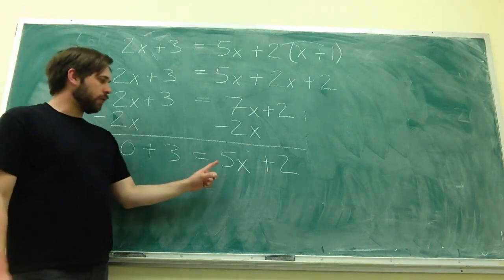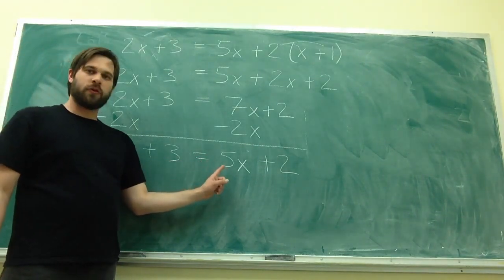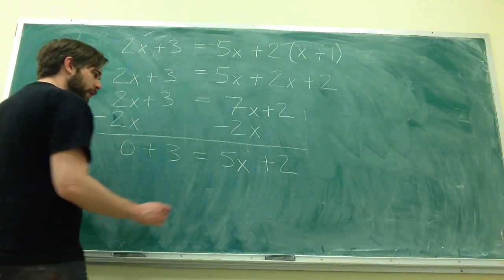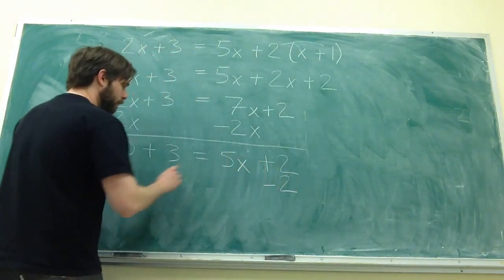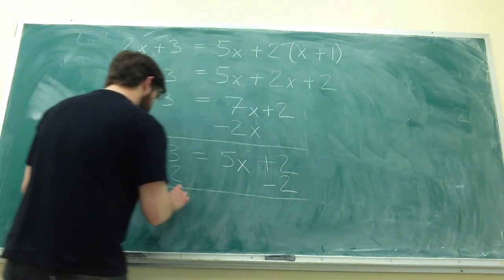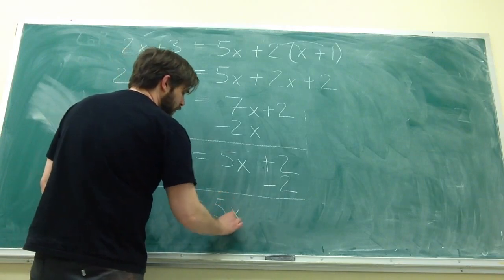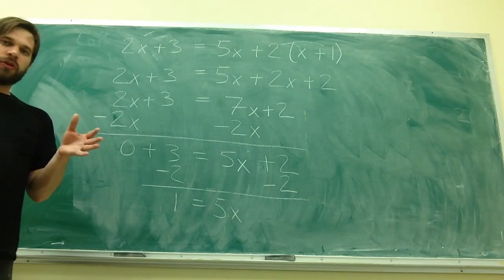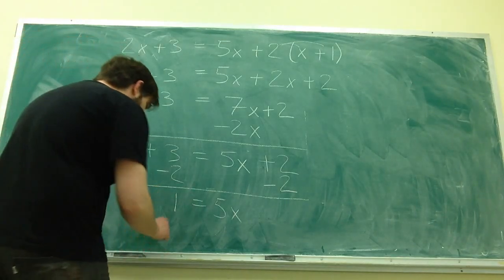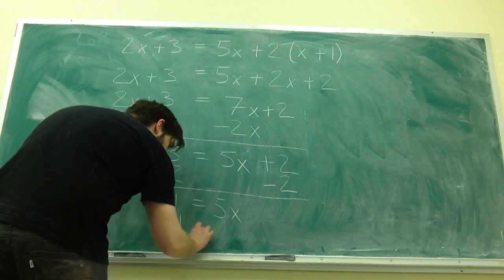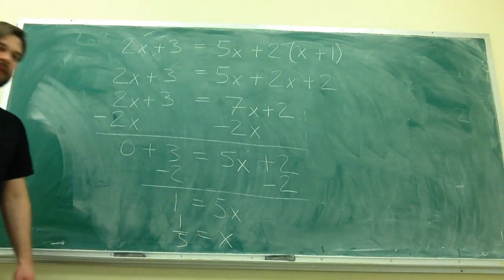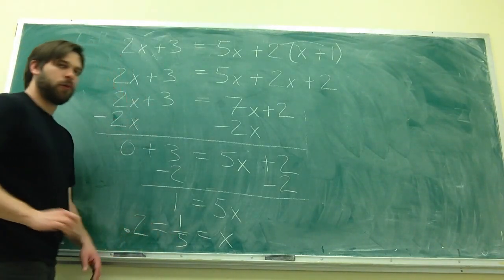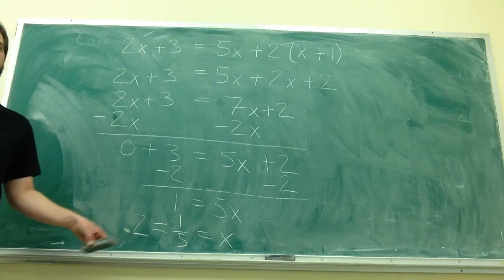So now we're kind of set up to win here, because it's sort of like all the other ones we looked at. I need to get the 2 off of that side, so we can subtract 2. We get 1 equals 5 times x. So to finish, we would divide both sides by 5. And we get x equals 1/5. Or if you prefer decimals, 0.2 would be our solution.